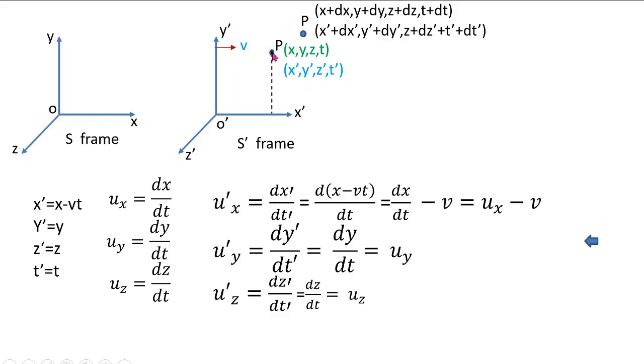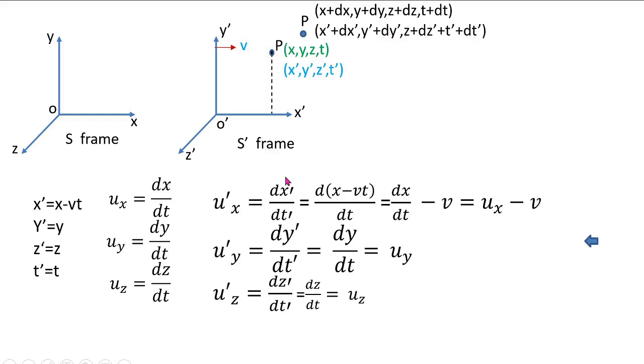This change in position in time dt gives the velocity component. As per the S frame of reference, the velocity components are ux, uy, uz: ux is equal to dx by dt, uy is equal to dy by dt, and uz is equal to dz by dt. And the velocity components as per the S dash frame of reference: ux dash is equal to dx dash by dt dash, the y component is dy dash by dt dash, and the z component is dz dash by dt dash.